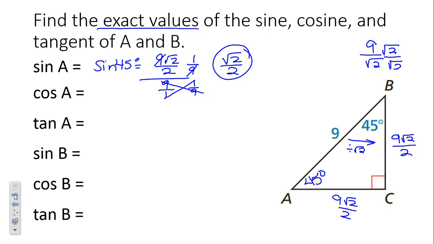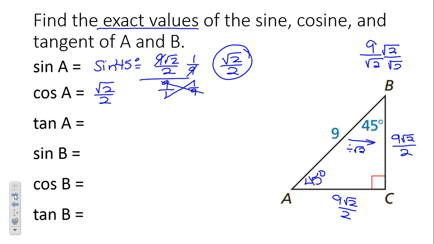Because if the sine of 45 is the square root of 2 over 2, what's the cosine of 45? Square root of 2 over 2. Because what is 45 and 45? 90, right? So the cosine is going to be square root of 2 over 2 as well. They're co-functions, complementary functions. Did I lose anyone there? Yep, it's a lot easier and it's very simple to memorize.